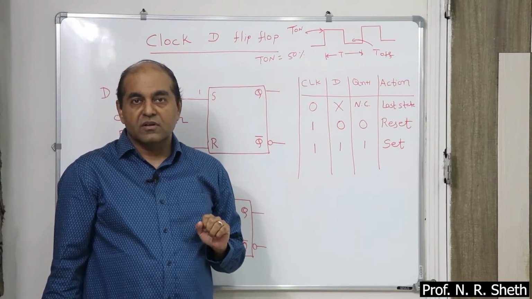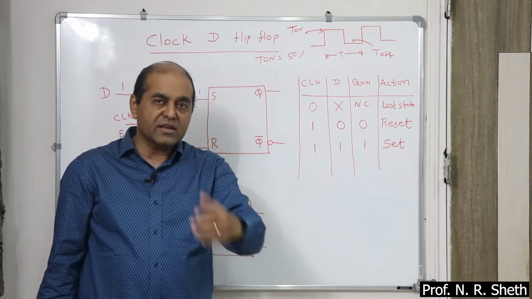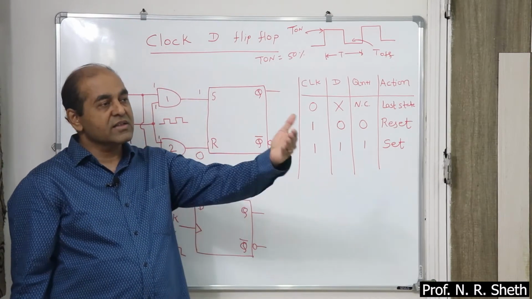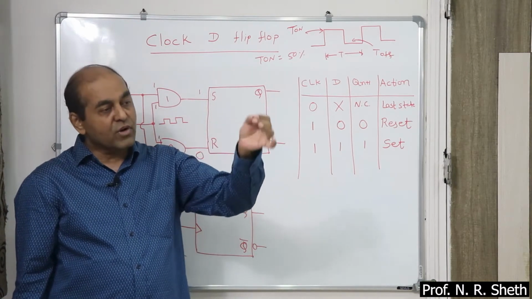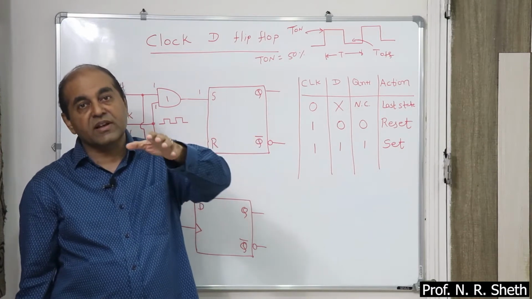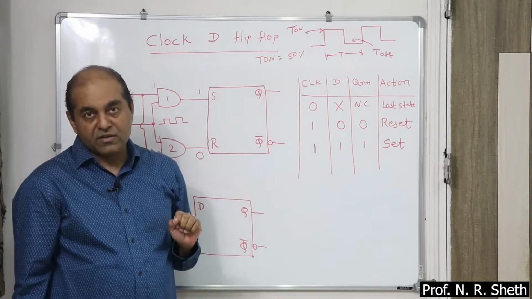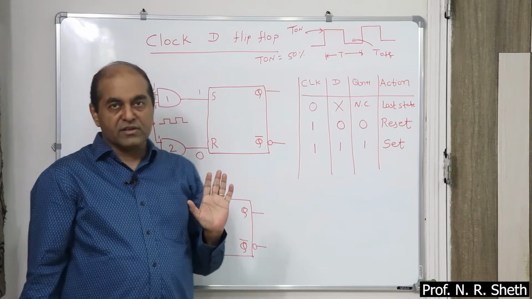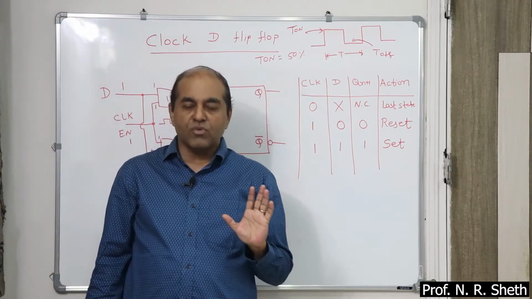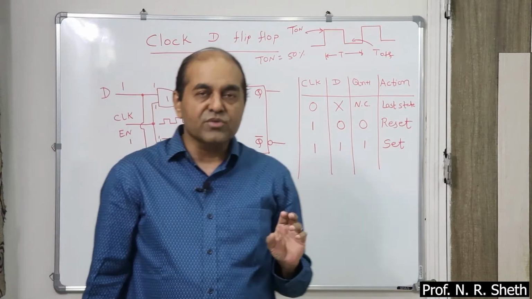Unwanted pulse arrives. In the last example I told you, if S is 0, R is 1 and an unwanted pulse arises and S becomes 1, the circuit enters into the forbidden state. Here that is not the case. It is not going to happen that the flip-flop enters into the forbidden state.